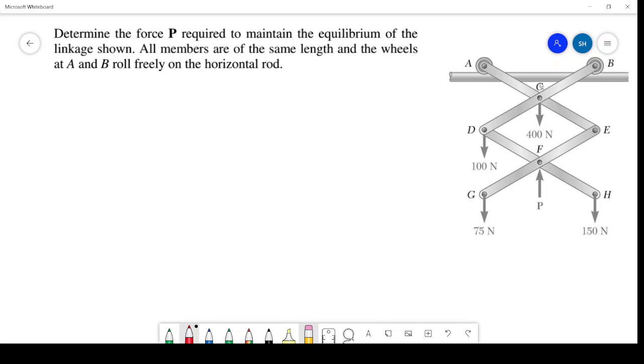So now let us solve the problem. Suppose this is YC. Similarly, this distance we can call YD, this distance we can call YF, and this distance we can call YG. And we have different forces applied. Now we will do the solution.